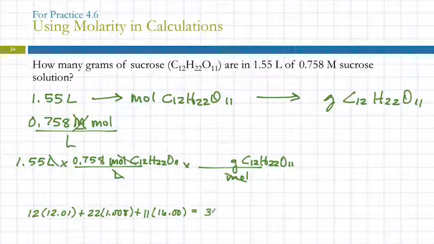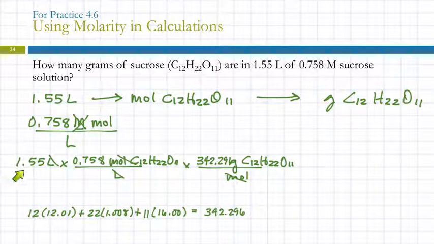342.296. I could round that, but it doesn't seem worth the mental effort. 342.296. The other numbers that I was given, and this is very typical of problems given to students, we've got 3 sig figs and 3 sig figs. And if we use at least 4 sig figs in our molar masses for the elements, we'll always have at least 4 in our molar mass here, and so that's not going to limit the number of sig figs.